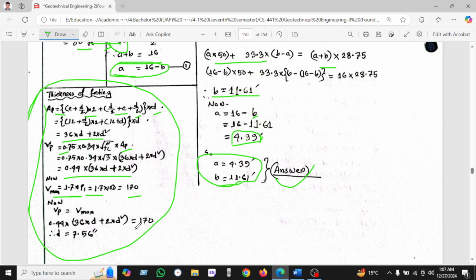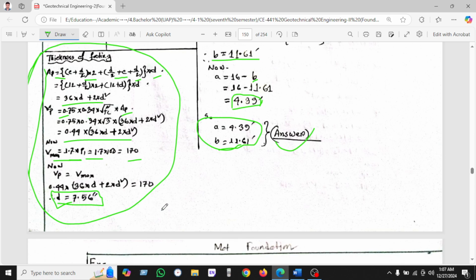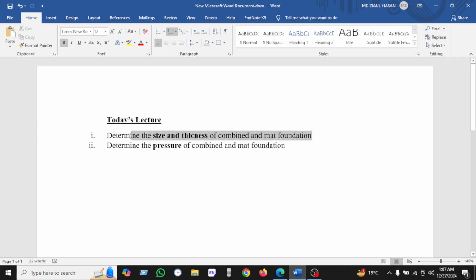And now we'll compare this and found depth equal to 7.56 inches. Okay, so I can say the first topic we have covered. Now we'll discuss determining the pressure of the combined footing and mat foundation.